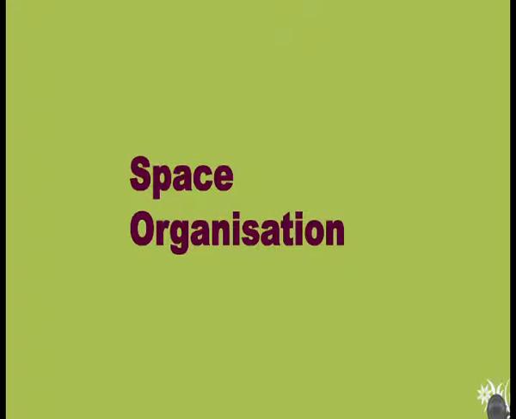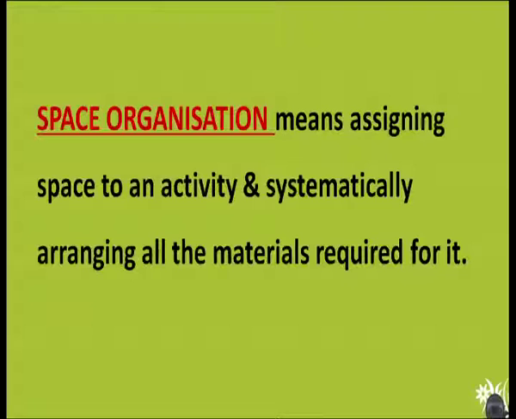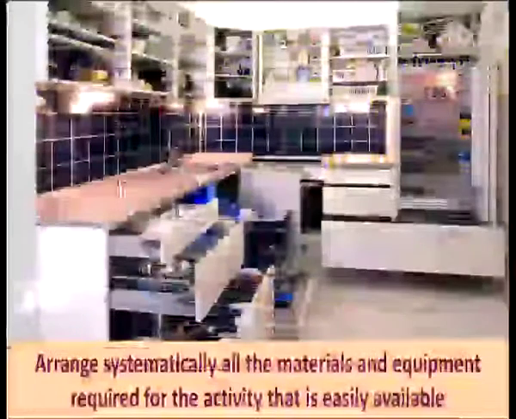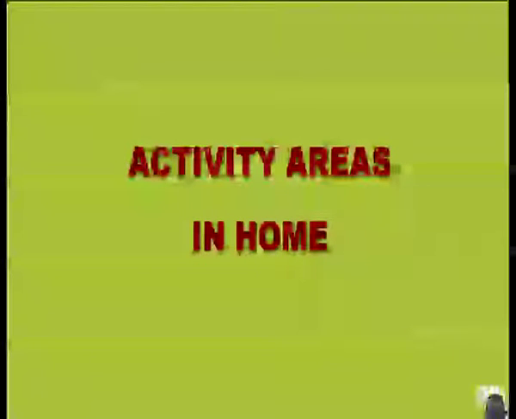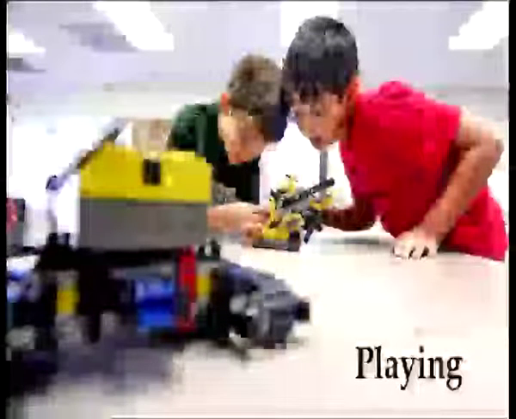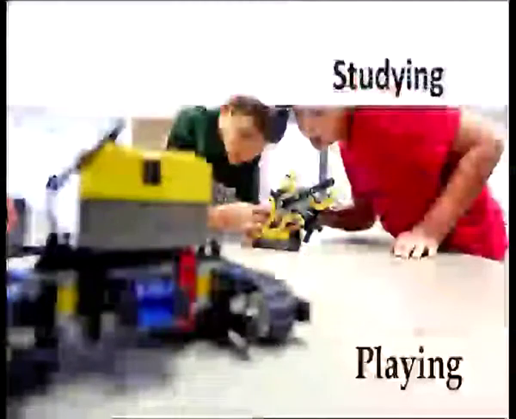Now, there is a term called space organization. Space organization means assigning the space for allocating the different items in different places and arranging them systematically. Now, we will talk about different activity areas in home. What are they? Cooking area, washing area where you wash the clothes, sleeping area where you comfortably sleep, playing area which can be accommodated with other rooms, study area, and where you watch the TV and entertain yourself, and sometimes you gather the family members for any kind of celebration.